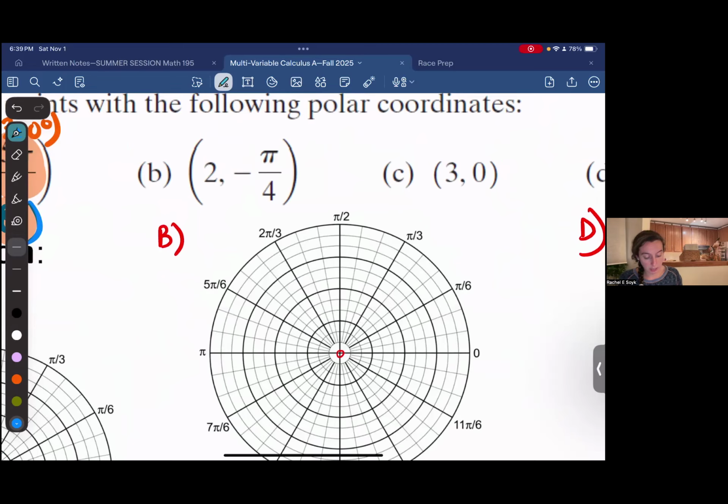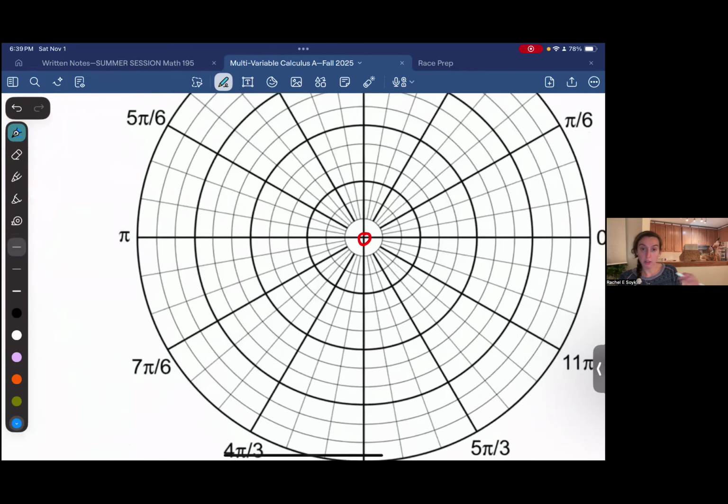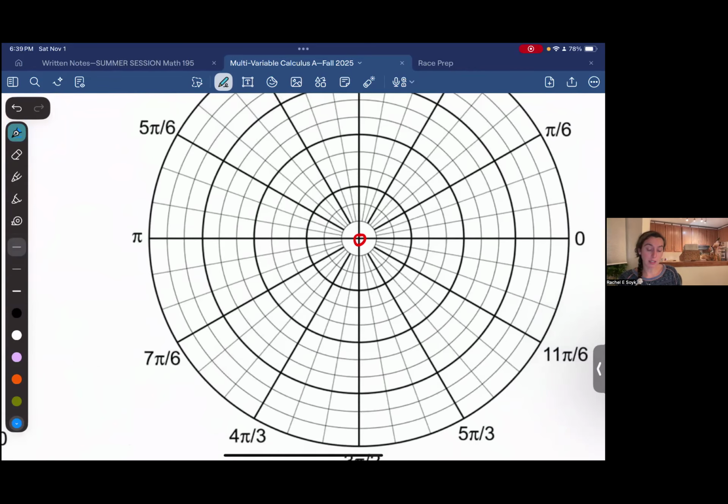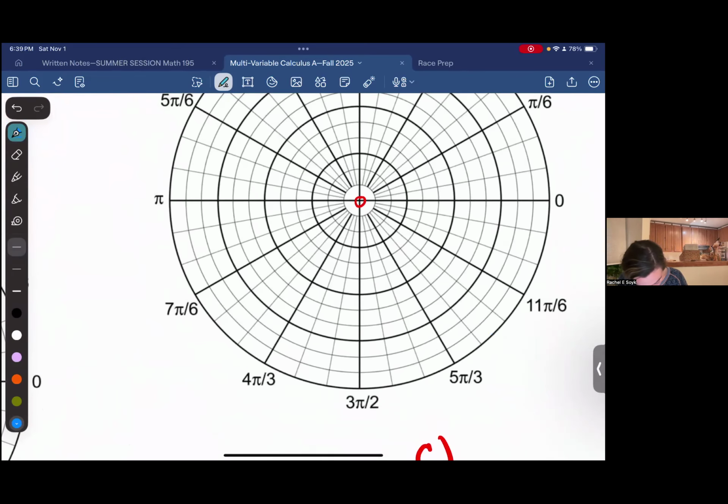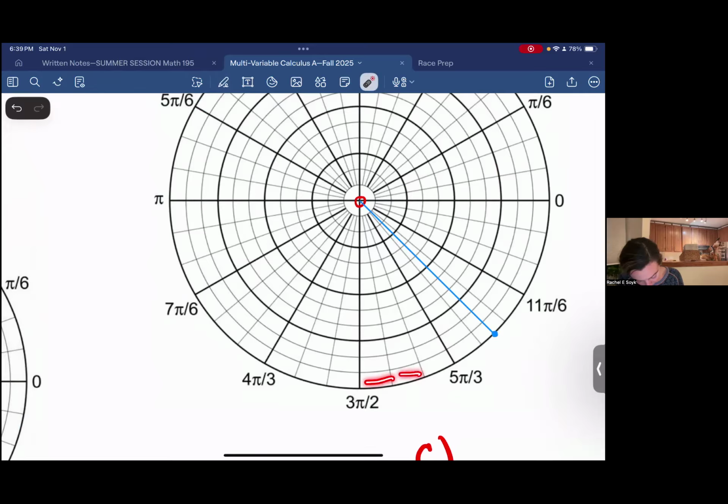So 2 comma negative pi over 4 is the same as 2 comma negative 45 degrees. And so that negative 45 is going to be going in that clockwise instead of counterclockwise direction. And so we want to cut this second quadrant in half exactly to hit that 45-degree marker. Let me see if I did that correctly. 1, 2, 3, 4, 4.5. Good.